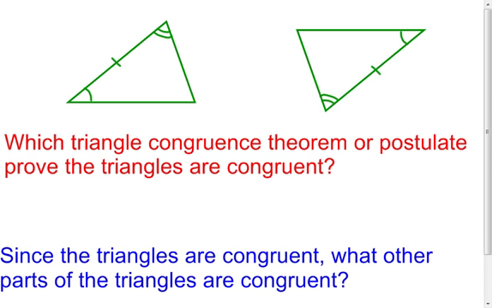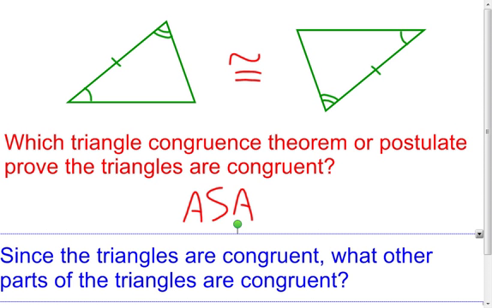So I come to a problem like this. I first look at these two triangles and ask which congruence theorem or postulate states that they have to be congruent. Well, I look at my first one and I have an angle, a side, and an angle that match up with an angle, side, and an angle on the triangle on the right. Therefore, these two triangles are going to be congruent using the ASA congruence theorem or postulate. So we know that.